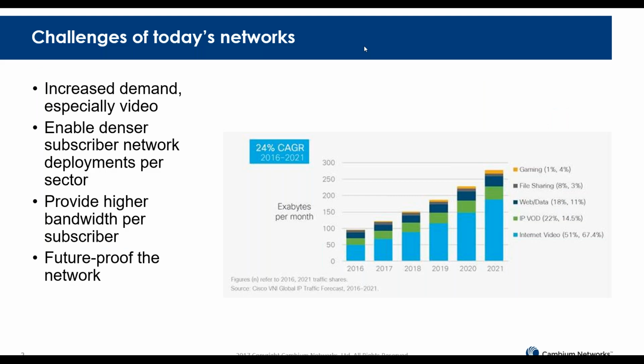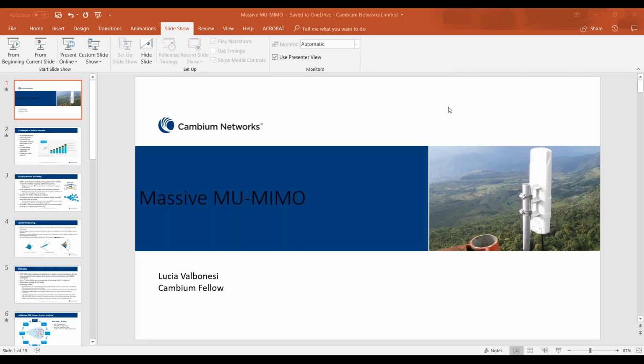Why is Massive MU-MIMO such an important technology? It is because it addresses one of the main challenges of today's networks, which is increased demand. Increased demand is due typically, especially to internet video, because internet video has been increasing year over year.